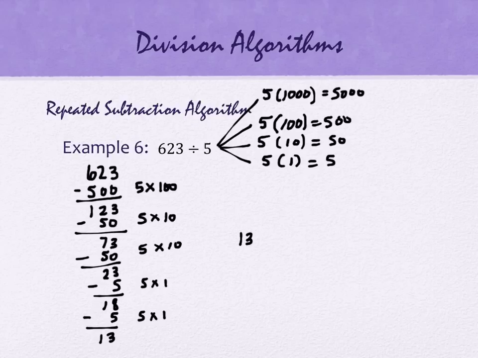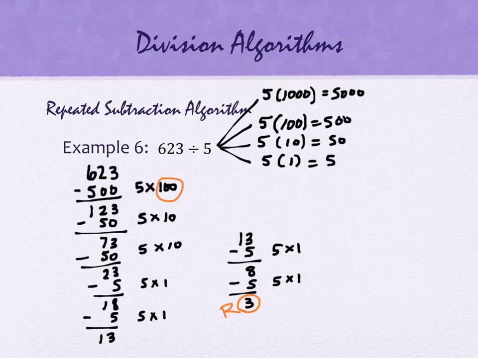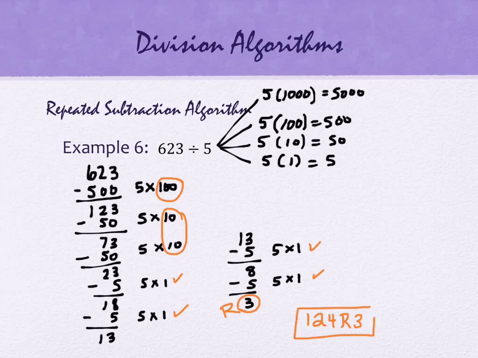If not, when you do the problems you will. So 13 minus another 5, which is the 5 times 1, that would be 8. One more 5, 5 times 1 gives me 3. Of course 3 is too small to actually subtract, so this is my remainder. That's the R3 value. So my answer then, what is my answer? Well, my answer is how many times I've subtracted 5 times a power of 10. So here's 100, 20, and then 1, 2, 3, 4. So this is 124 with a remainder of 3.